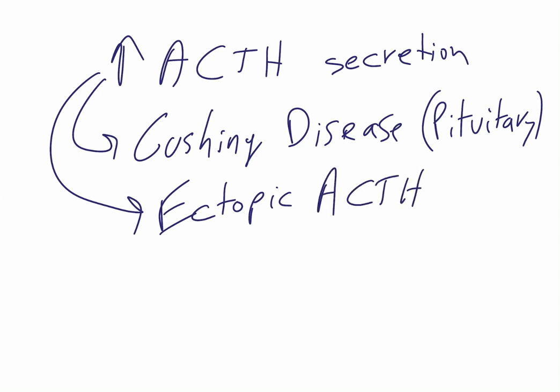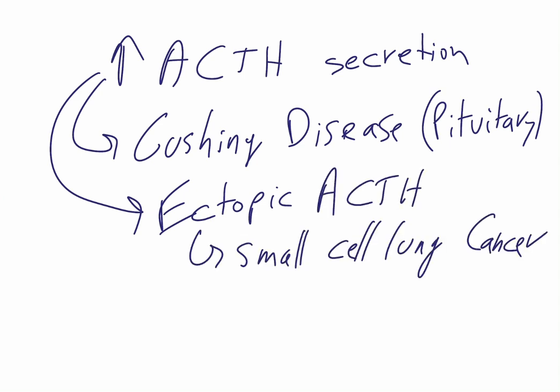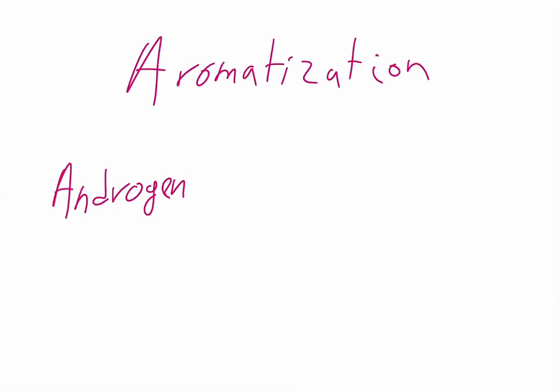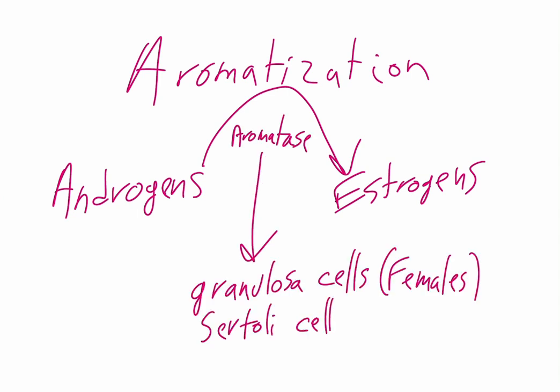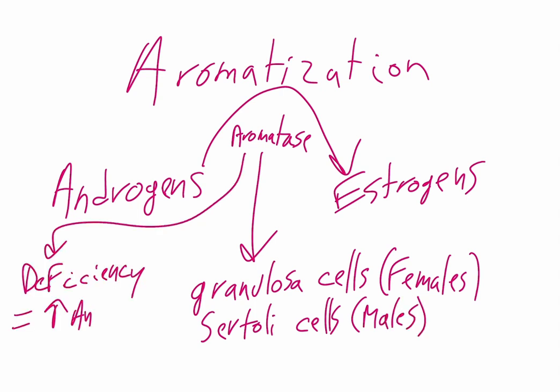However, don't get lost in the weeds. Another option they might give you is aromatization, androgens to estrogens via the enzyme aromatase, which is secreted by granulosa cells in females and Sertoli cells in males. Though aromatase plays a role in hormone balance, it's not the mechanism of amenorrhea in this scenario. Aromatase deficiency would present with androgen excess, not amenorrhea from low BMI.